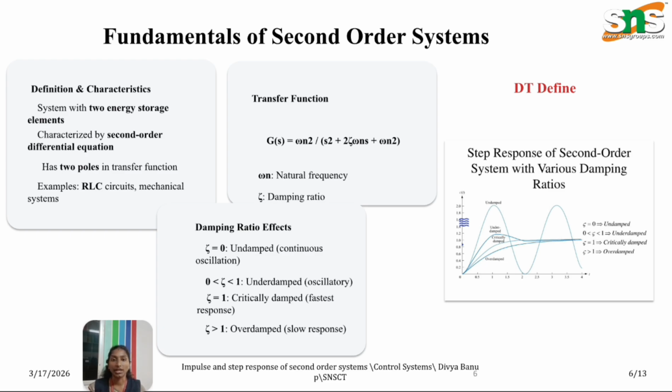Based on the del value, it has four cases: undamped, underdamped, critically damped and overdamped. When del is equal to 0, it is undamped and gives continuous oscillations. When del varies from 0 to 1, it is underdamped and oscillatory. When del is equal to 1, it is critically damped, and when del is greater than 1, it is overdamped and the response will be very slow. On the right side of the graph, we have shown all four cases and their graphical representation.